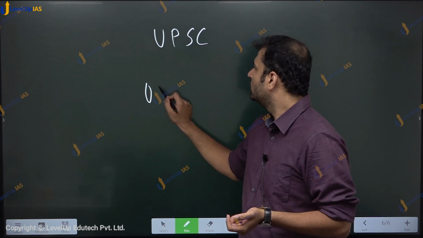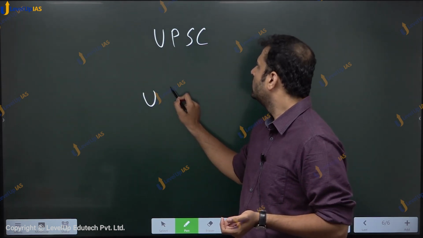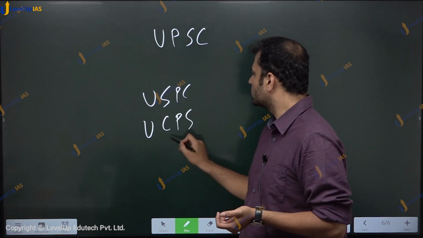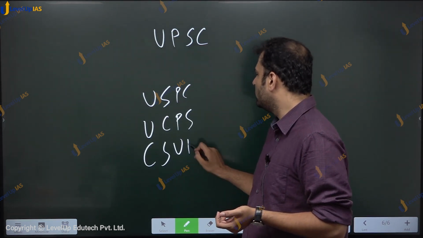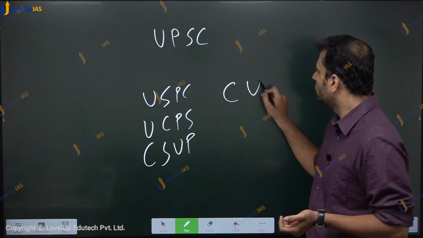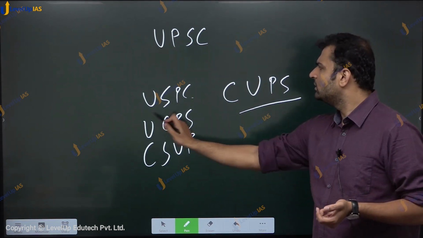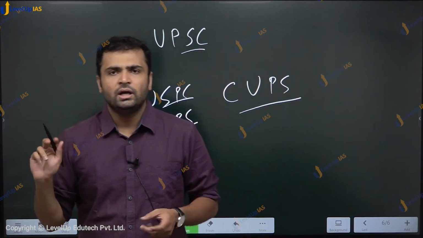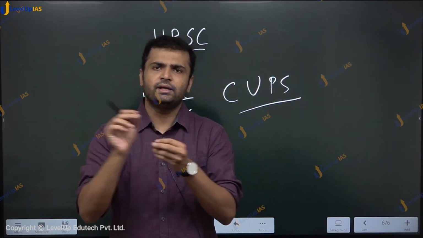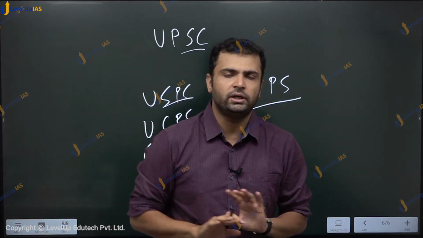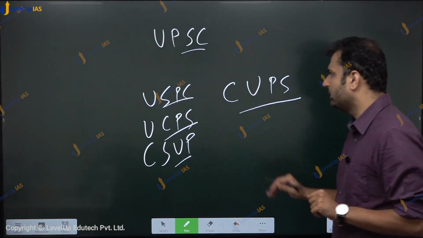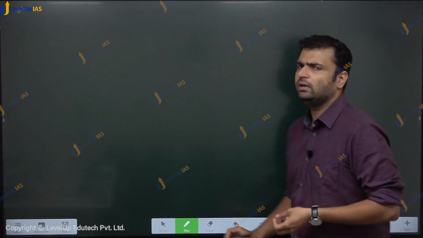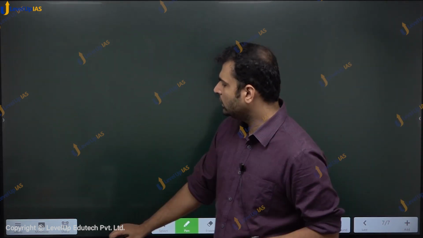We can have U, S, P, C. We can have U, C, P, S. We can have C, S, U, P. We can have C, U, P, S, etc. These are all called anagrams of this word. Anagram means rearrangement of letters. That is all. I hope you understood what an anagram is. Just rearrange the letters among themselves; letter rearrangement is your anagram.